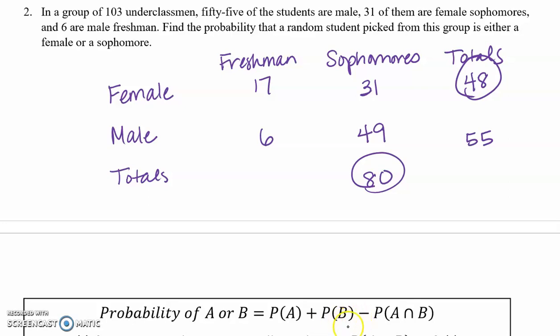And you can already see that this is the formula down below, but I wanted us to understand where it comes from. So you can take the probability of choosing a female, so that would be 48 out of 103, and you would add that to the probability of choosing a sophomore. But in adding that, you've actually double counted the female sophomores because they were already added in the first 48, and so you don't need to add them again. So instead of double counting, you can subtract the part where they overlap.